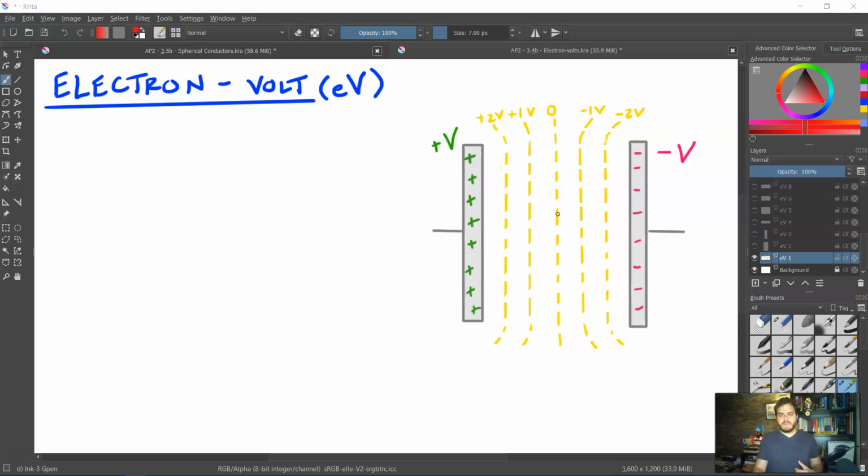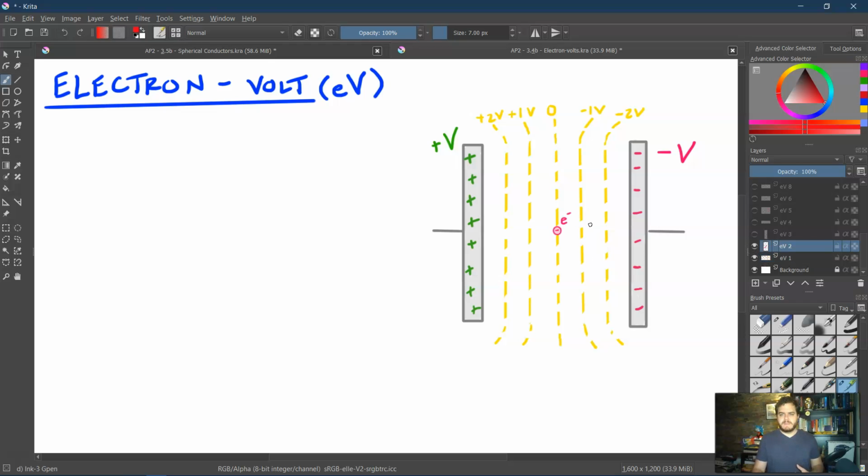So we have 0 in the middle, and they become more negative as you get to the negative plate, more positive as you get to the positive plate. And specifically, it's like plus 1 volt, plus 2 volts, etc. And let's go ahead and say we place an electron on this center line, so at the point where the electric potential is 0. Now, what would the electron naturally do?